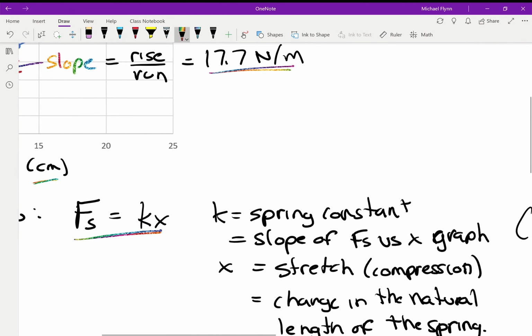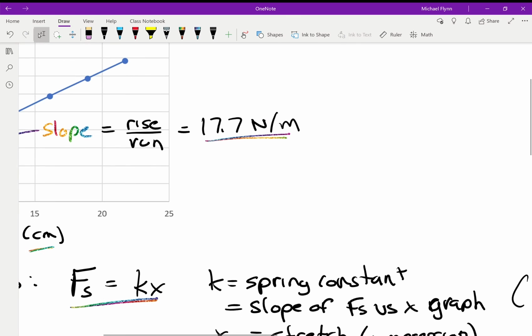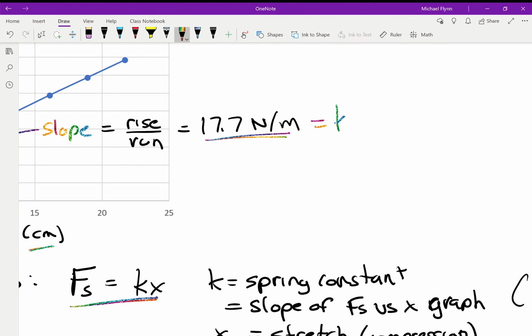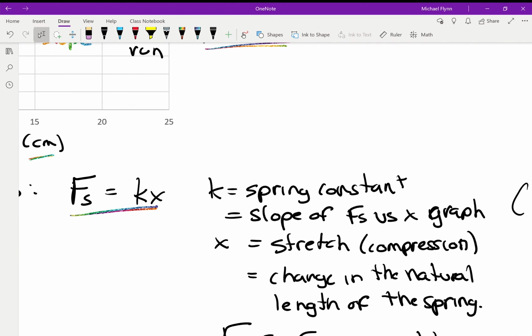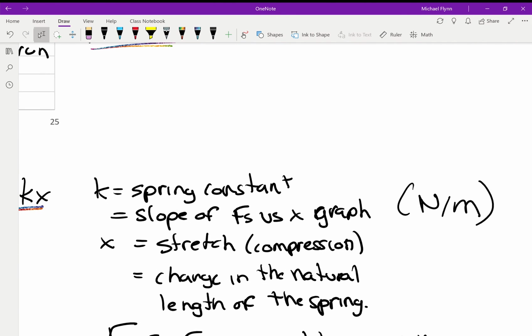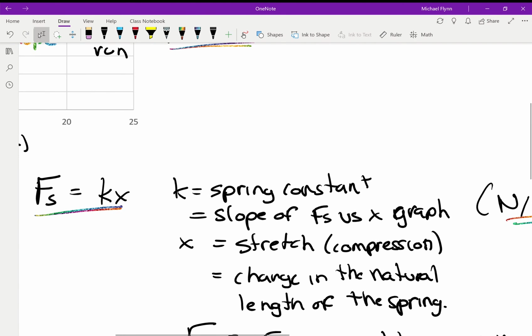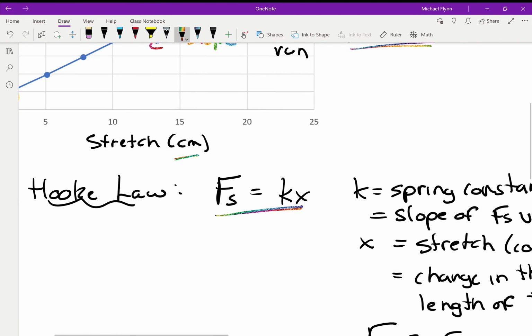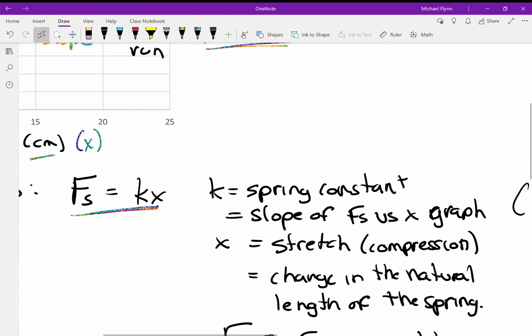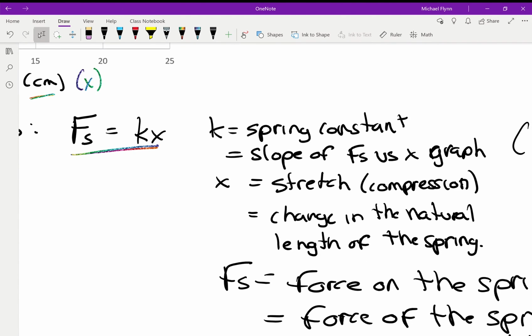Now let me define these variables. K is what we call the spring constant. Now in our lab up here, that is K. Okay, so spring constant, and it's the slope of force on the spring versus x on the graph, right? And the units of K are newtons per meter. Okay, x is how much stretch you have in the spring. So in this graph here, this is x. Now it's on the x-axis, so makes sense. Okay. Anyway, that is the change in the natural length of the spring.